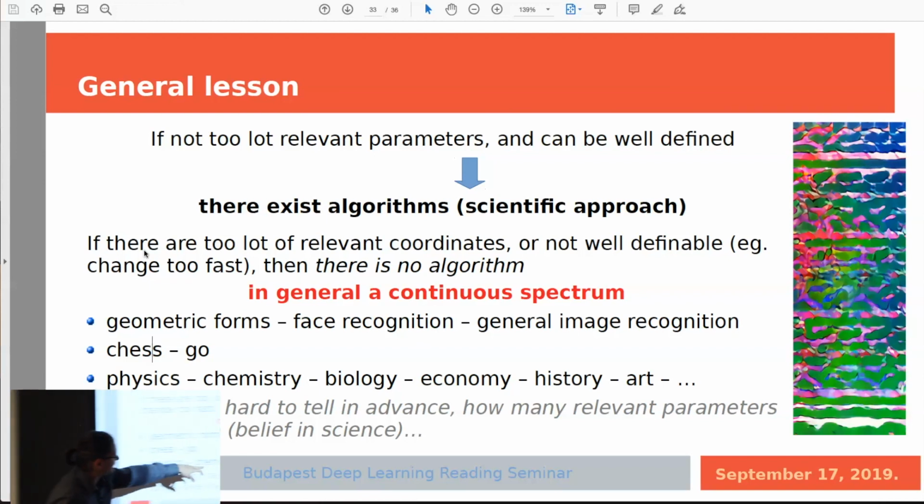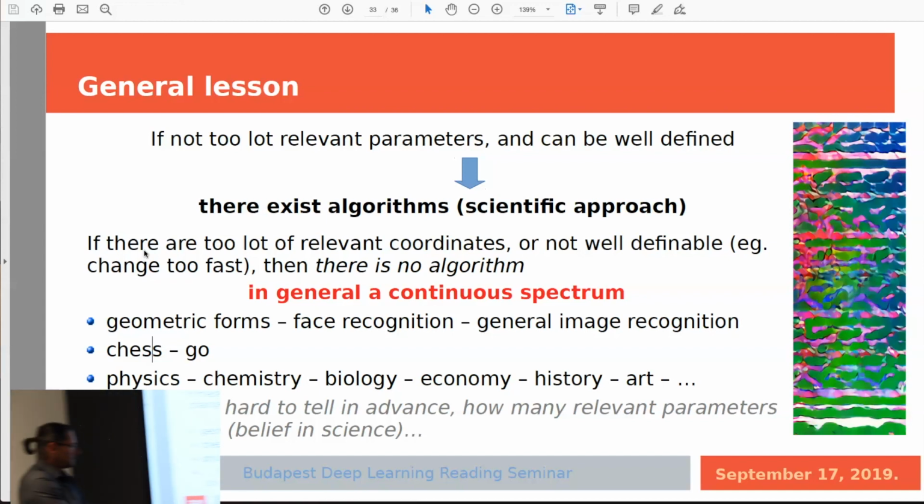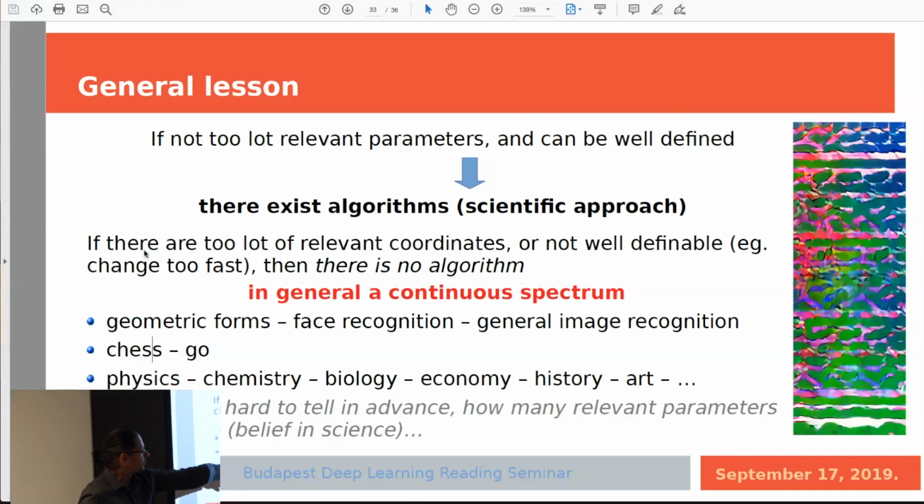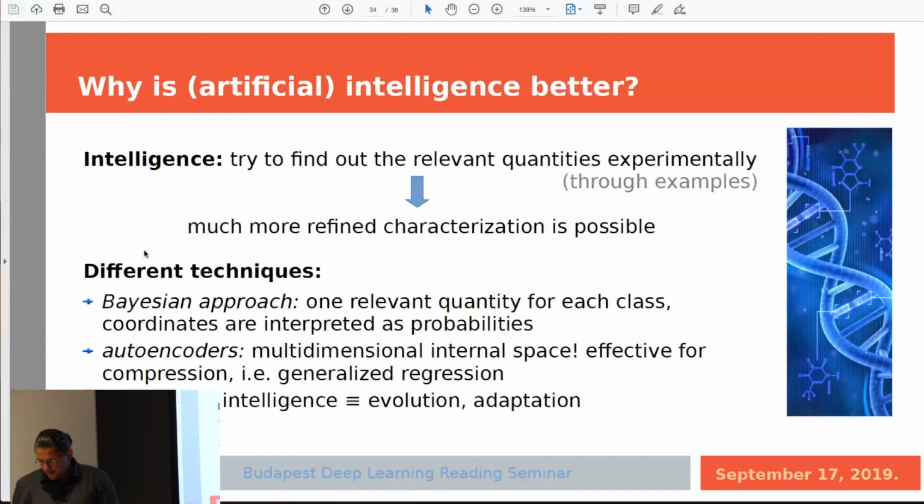And in scientific disciplines, from physics to art, there is a series where less and less understanding in this sense can be achieved. But of course, it is very hard to tell in advance how many relevant parameters there are, and whether there won't come a very clever guy who says, oh well, come on, this is very simple stuff, and finds the good relevant coordinate. But anyhow, this is one message which I wanted to tell you.